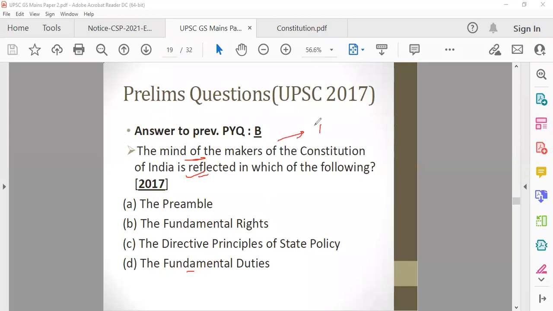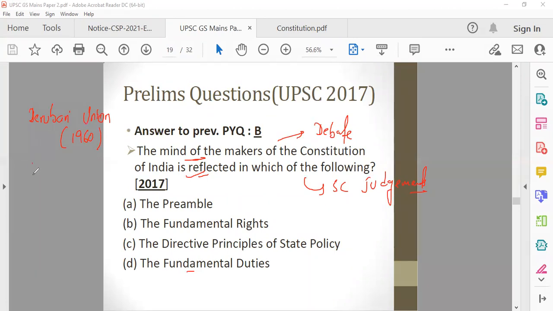There was a debate here, and there were various Supreme Court judgments which sorted out this debate: where do you find the mind of the makers reflected? There were different cases, like the Berubari Union case. If you remember the basic structure video, we have discussed so many cases there. Most people will talk only about Kesavananda Bharati, but you have to talk about SGKMW, which we discussed earlier.